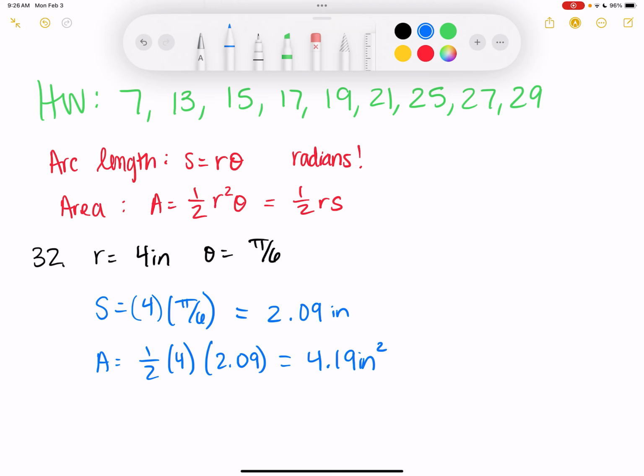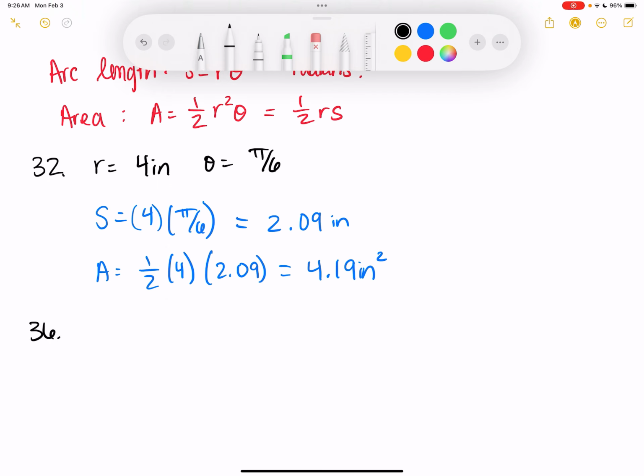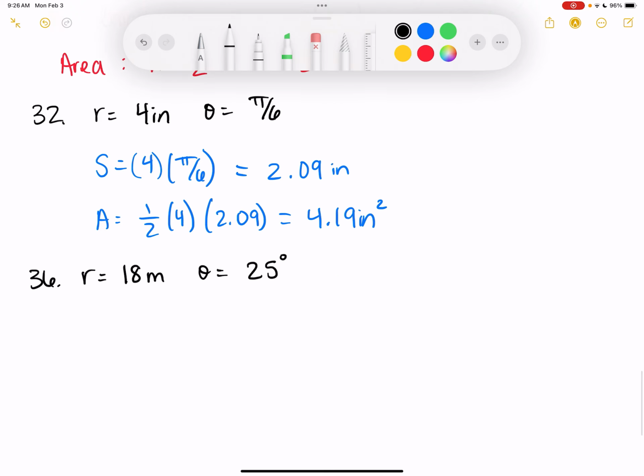Let's see, 36. R equals 18 meters, theta equals 25 degrees. So what do I need to do to start with? S equals 18 times 25. You gotta change it from degrees to radians first, so how do I do that? You do the pi over 180.